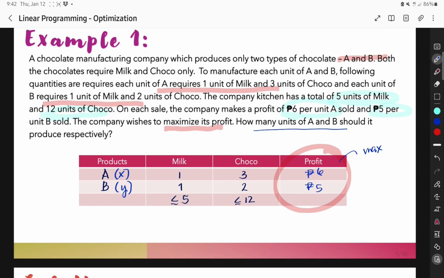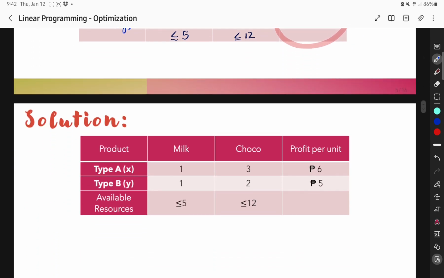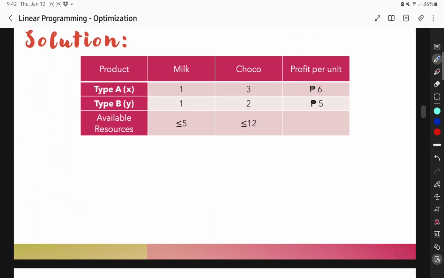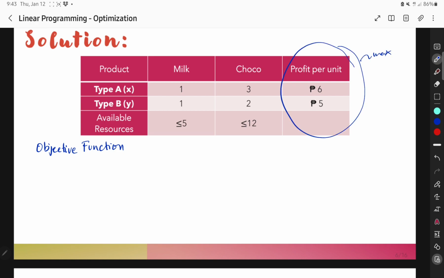So, how are we going to construct our LP model? Okay. So, here, same table. First up is, of course, you have to write the objective function. Okay, again, our objective is to maximize the profit, no? So, Z max equals 6x plus 5y.